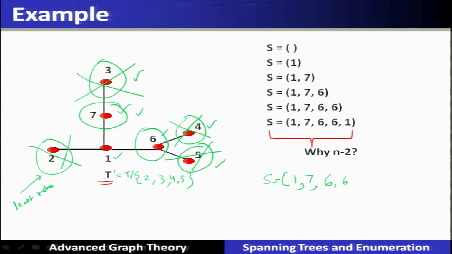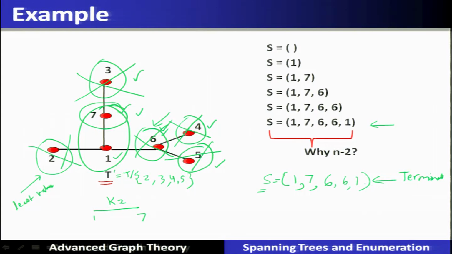Out of 6 and 7 the least value is 6, so it will be picked, and the neighbor of 6 is 1. So 1 will be added, and 6 will be deleted. After that deletion, only one edge remains, connecting 1 and 7, and that is nothing but K2. So this algorithm will terminate at this point, with a sequence S.